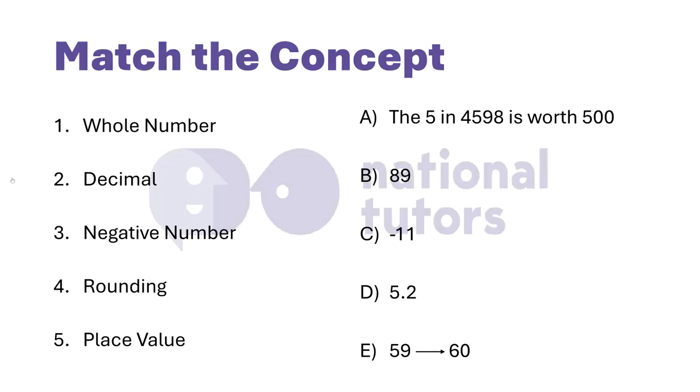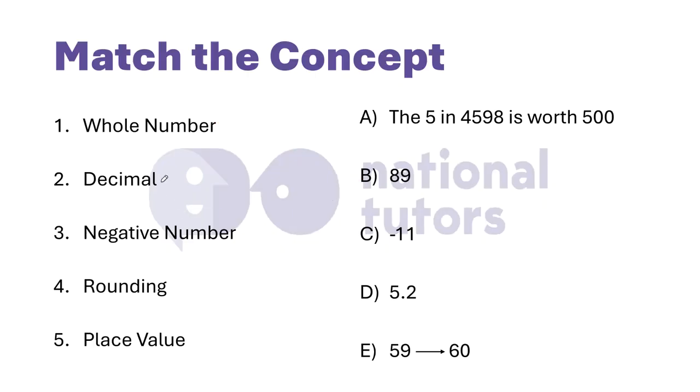All right, how did you get on? Let's have a look. So, first of all, the whole number. Well, I can see we've got a number of examples here, but the correct answer would be B. 89 is our whole number. So if you got that correct, well done.